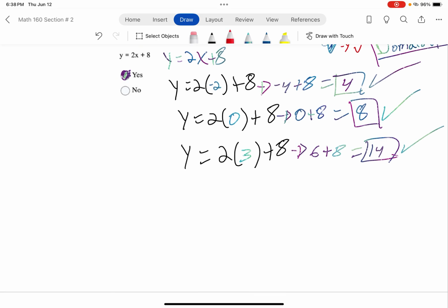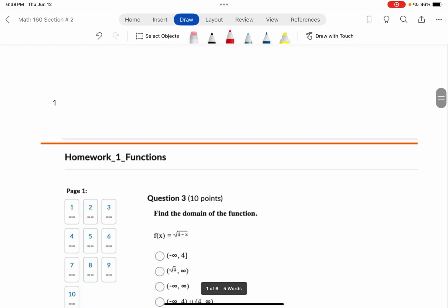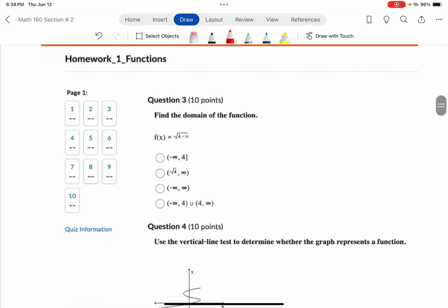And here we write sample 1, sample 2, and sample 3. Here, third question. Find the domain of the function. Same kind of question, but here it's a different thing. As here you have the square root, you have to be careful. Why? Because you know that you cannot have a negative number under the square root.